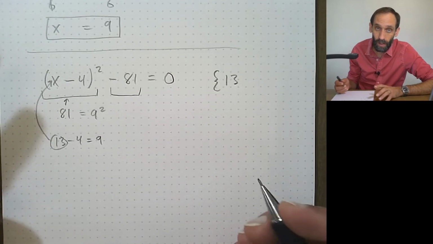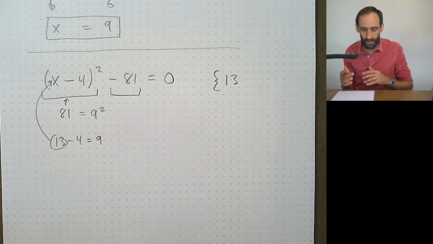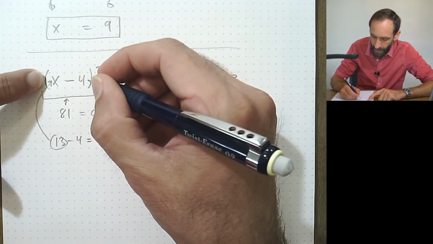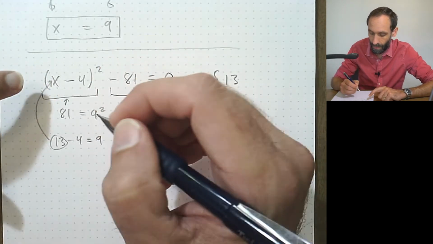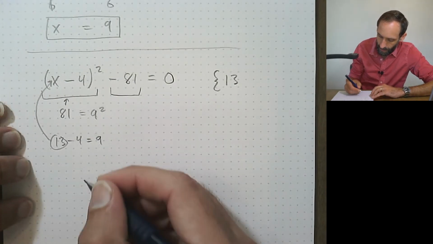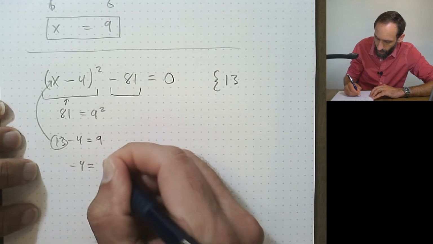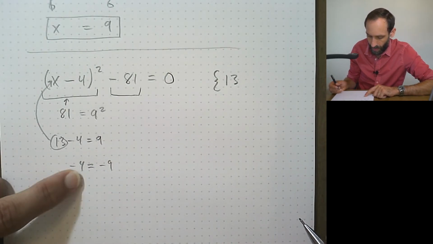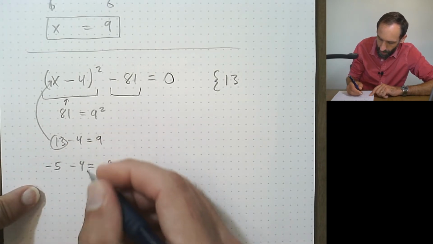And in this case, there are. Because when you square a negative number, you get a positive number. So if I could make whatever is inside this parentheses equal to negative 9, when I square it, I'm going to get positive 81. Subtract 81, I'll get 0. So let's think about this. I want something minus 4 to equal negative 9. What thing, when I subtract 4, will equal negative 9? Well, that is going to be negative 5.